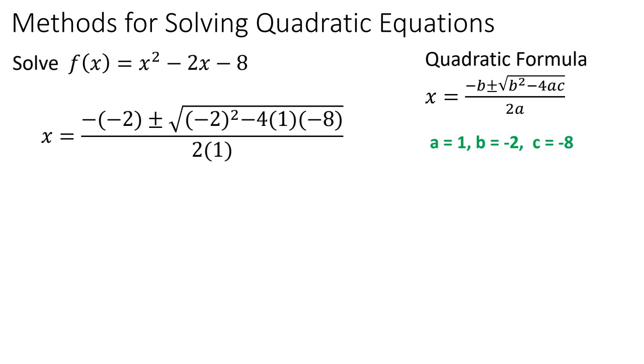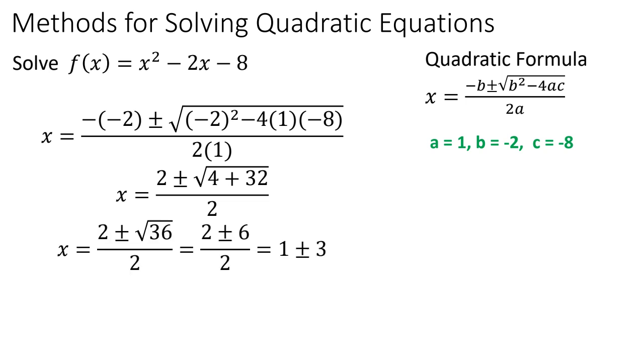So let's go ahead and plug it in, and let's simplify. Here, a negative times a negative is a positive 2. Inside the radical, negative 2 squared is 4. And then we have a negative 4 times a 1, which is a negative 4, times a negative 8. A negative times a negative is a positive, and 4 times 8 is 32. And then 2 times 1 is 2. Let's continue simplifying inside the radical. The 4 plus 32 is going to give me 36. So I have 2 plus or minus the square root of 36 over 2.